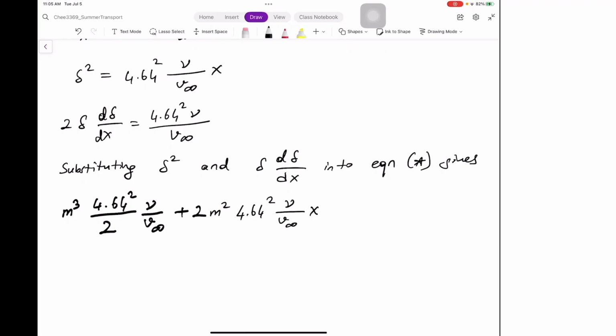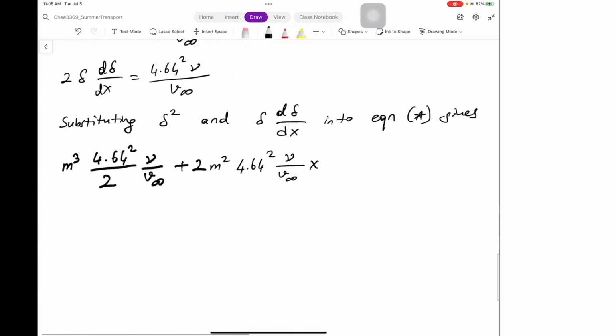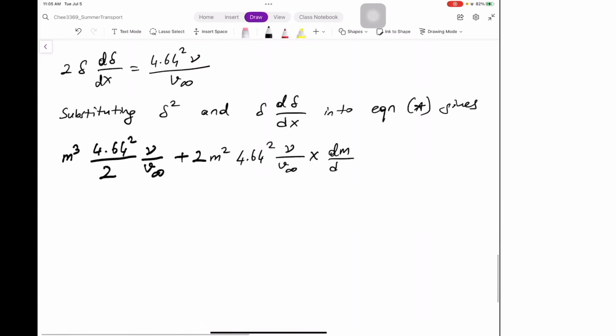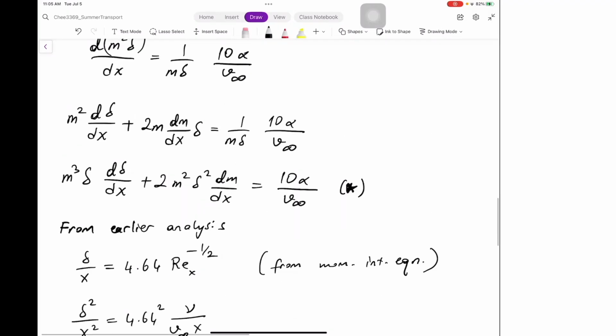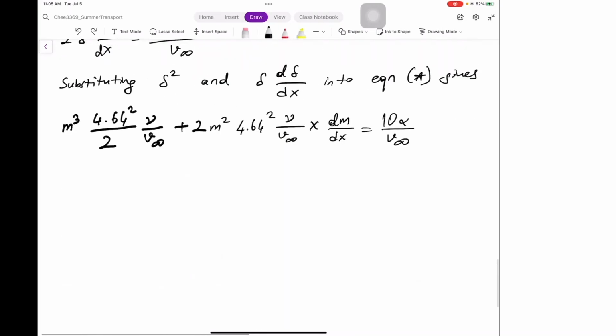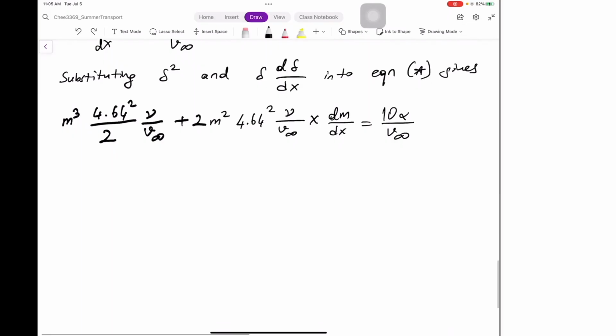Right? And then we have dm over dx is equal to 10 alpha over v infinity, the right hand side. There you go. So I can get rid of the v infinities. They're all in the denominator. I can get them on the right hand side, right?